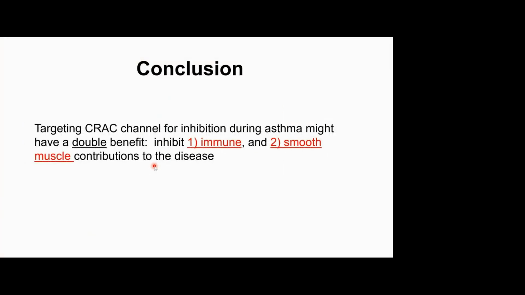And so you could conclude from this that perhaps targeting CRAC channels for inhibition during asthma could have a double beneficial effect, because we know now that there are some drugs in phase 3 clinical trials, specifically against ORAI1 for rheumatoid arthritis and things like that.